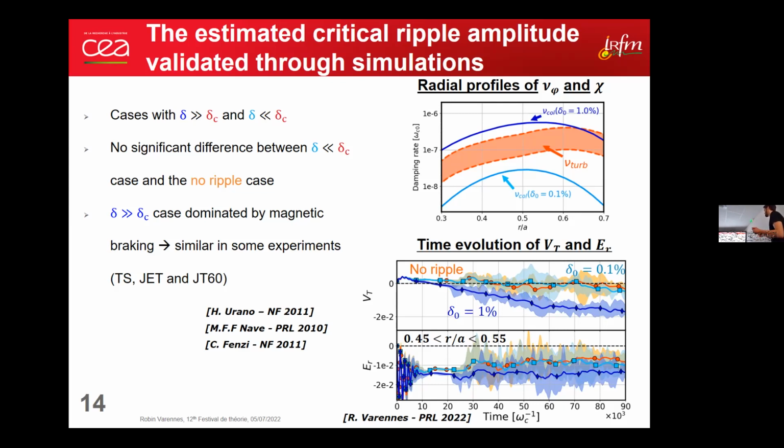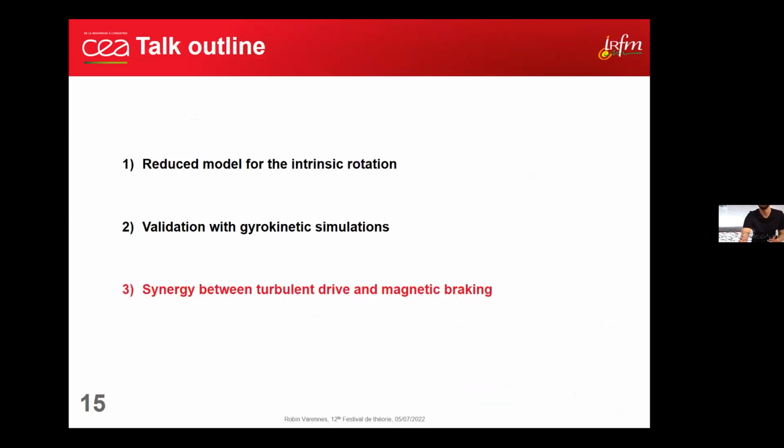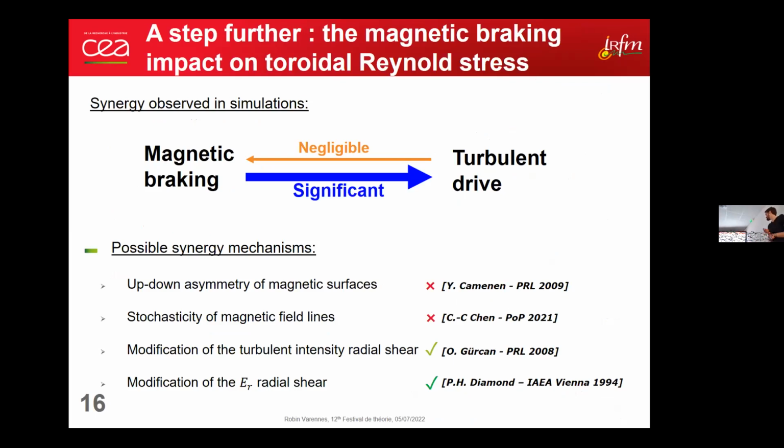So basically here I just show you the competition that exists between turbulent momentum drive and the magnetic braking regarding the intrinsic rotation. But we can go a step further and look at the crosstalk between those two mechanisms, so the synergy that can exist between magnetic braking and turbulent drive. Here I will just cut to the chase and show you the results that we have in simulations.